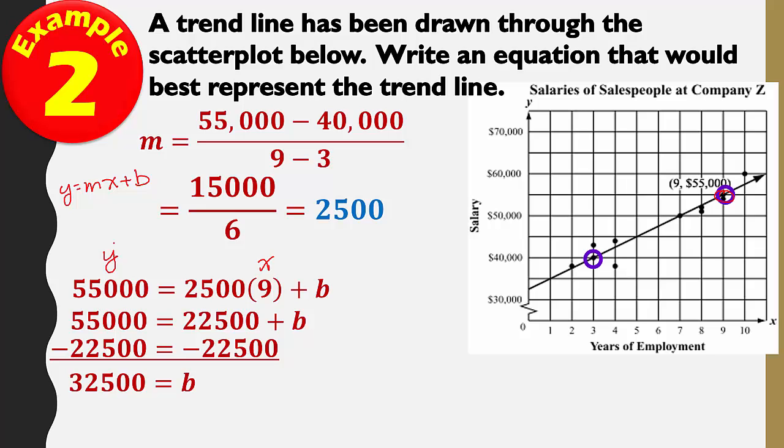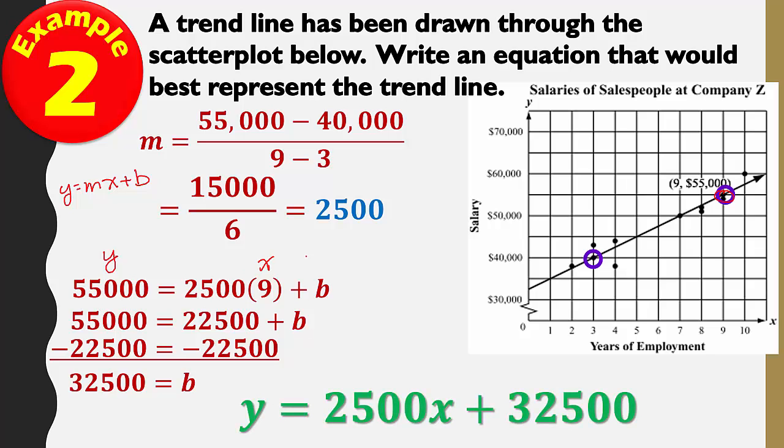So now all you have to do is plug that in. Remember this is your m, and this is our b right here. So we just plug the 2,500 in for m and the 32,500 in for b, and that gave you your answer. That's all you need to do for the equation. So a little bit of computation, but nothing too terrible.